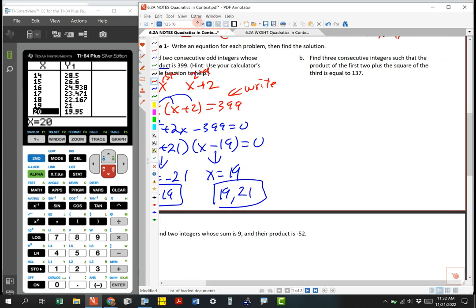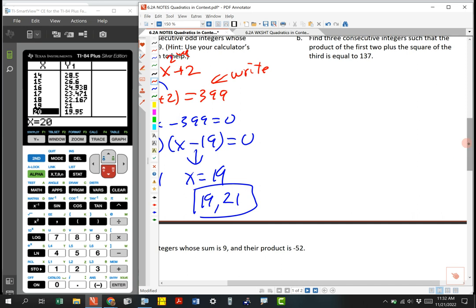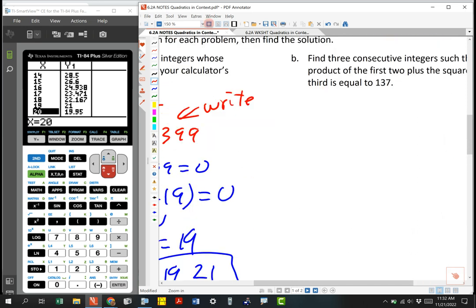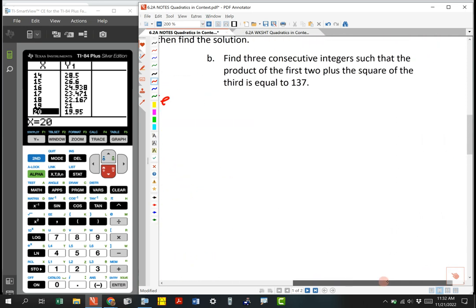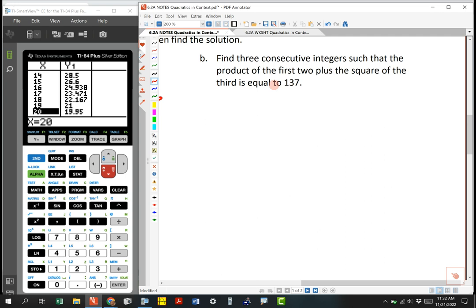It says find 3 consecutive integers, not odd, but 3 consecutive integers, such that the product of the first two plus the square of the third is equal to 137. So the first thing is they're 3 consecutive. There's no odd or even in here. So that means the first one is going to be x. The second one is x plus 1. And the third one is x plus 2.